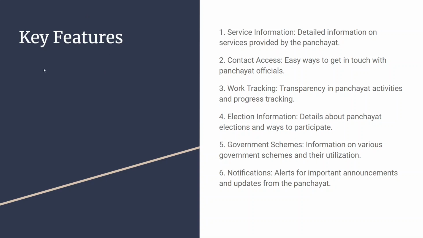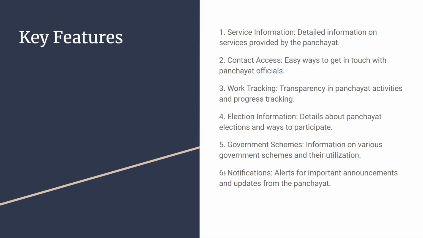What are the key features that we are going to provide in our application? First of all, service information: detailed information on the services provided by the panchayat. The second one is contact access: easy ways to get in touch with the panchayat offices. The third one is work tracking: transparency in the panchayat activities and progress tracking. Fourth, election information: details about the panchayat elections and the way to participate. And the fifth one is government schemes: information on the various government schemes and their utilization.